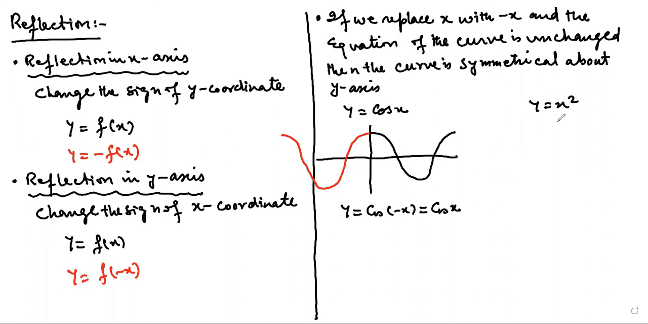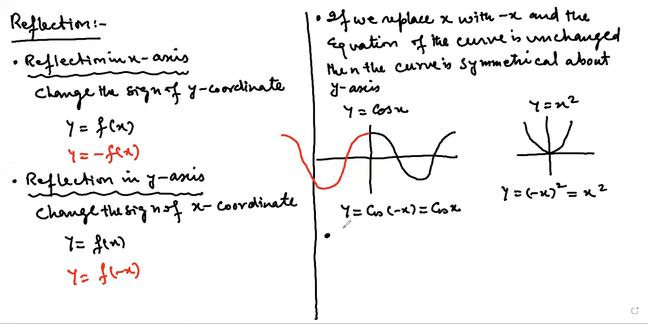There is another example, y is equal to x square. The shape of the curve is this. When we replace x with minus x, the equation of the curve is unchanged. So the curve is symmetrical about y-axis.